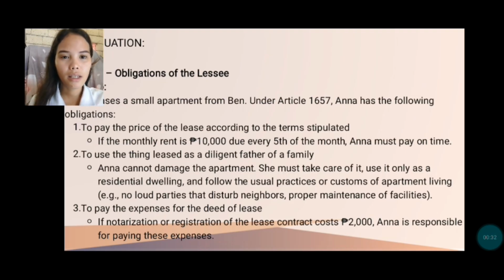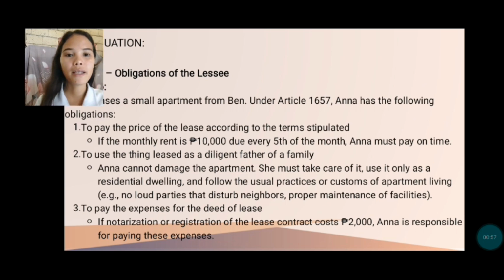2. To use the thing leased as a diligent father of a family. Anna cannot damage the apartment. She must take care of it, use it only as a residential dwelling, and follow the usual practices or customs of apartment living. No loud parties that disturb neighbors, proper maintenance of facilities.